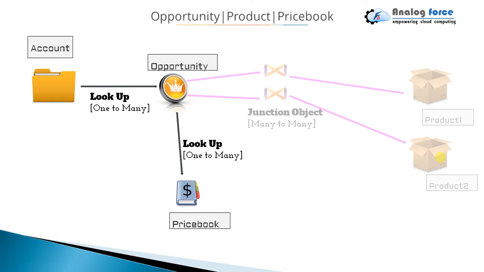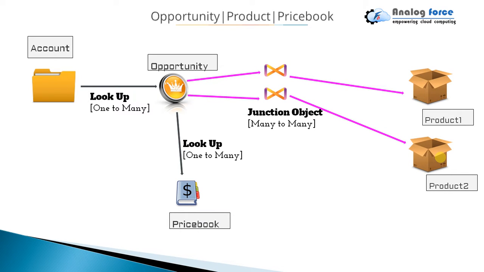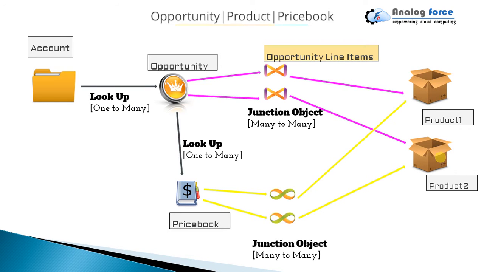How a product is related to a price book is a key concept, and the key concept lies obviously in the junction object. A junction object with two lookups to two different objects helps establish a many-to-many relationship, and that is the key. In this case, it is known as opportunity line items.